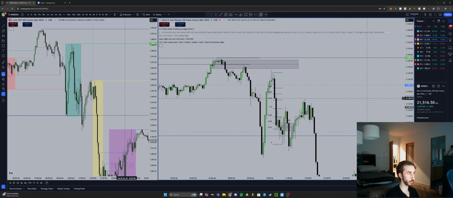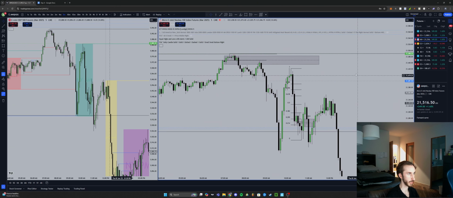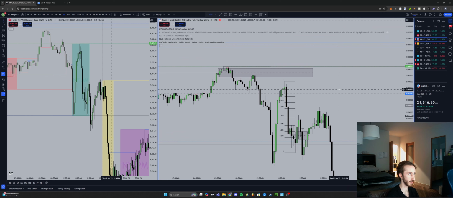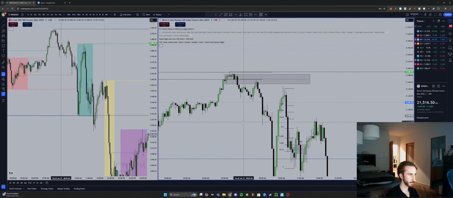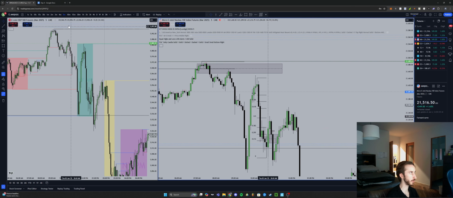This is not the best, honestly. There are not some good examples in here. Okay, here's one. Look, we have a high, a low, higher high, lower low. How can we be more precise with this? Just go up a time frame.